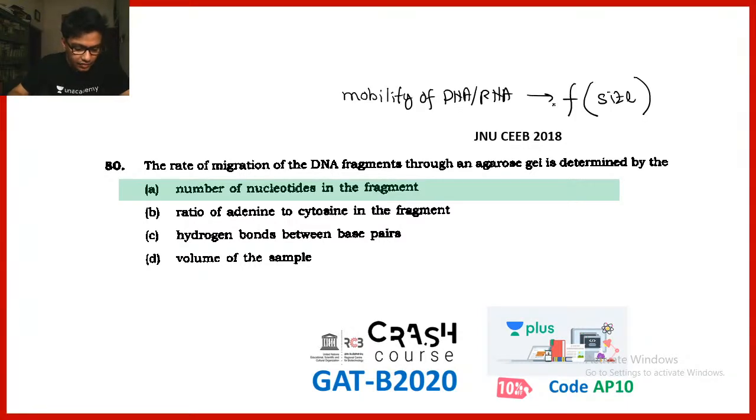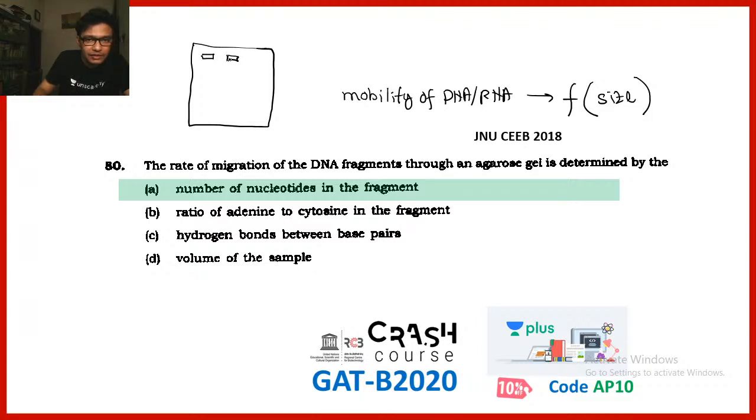Option A would be correct. But somebody said, such as Bhagdevi said, it would be B. So the ratio of adenine or cytosine has nothing to do with the electrophoretic mobility. So why does DNA move in a gel under an electric field? If this is a gel, which is very deformed and bad because I have casted this gel.